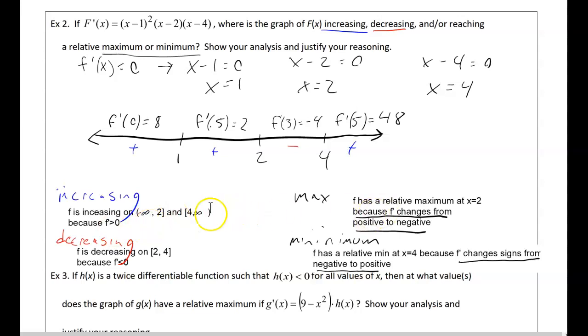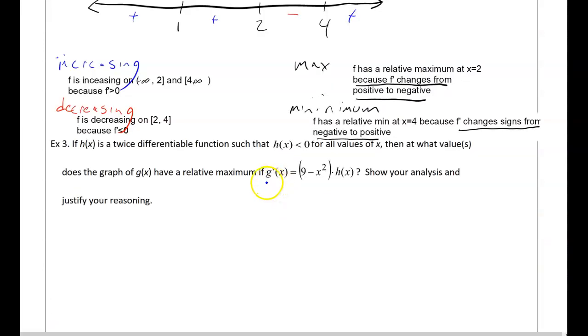Okay, so here are my solutions. So I have increasing and decreasing intervals citing the derivative, positive versus negative, right? And notice I'm talking about the signs of the derivative. And then for maximums and minimums, I'm talking about my sign changes, so positive to negative for maximums, negative to positive for minimums. So example 3, we're given again g prime of x, and we have this function h of x in there. Let's not worry about that just yet.